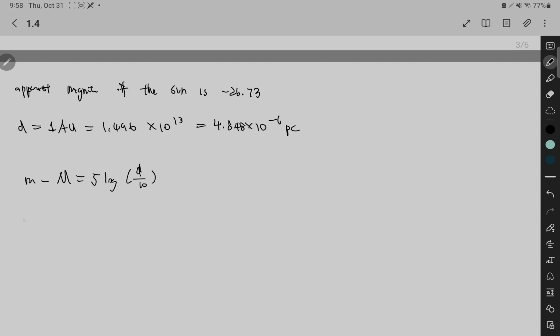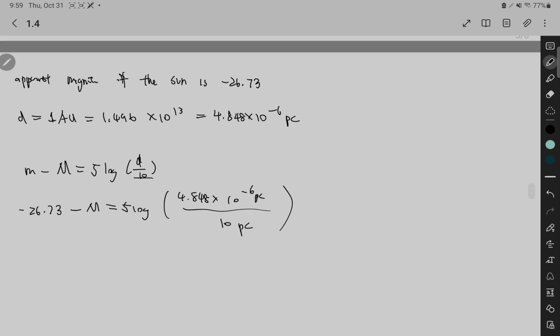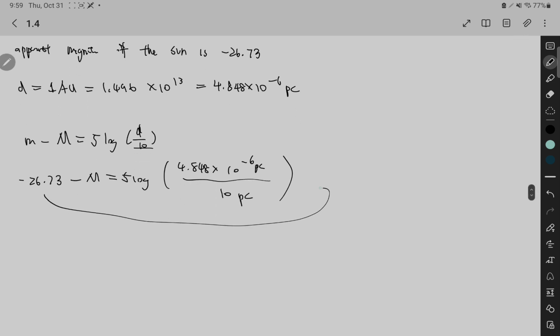So now we know the apparent magnitude as negative 26.73, and the absolute magnitude, which we're trying to figure out, we don't know. So this is going to be 5 log, distance is what? 4.848 times 10 to the negative 6 parsec over 10 parsecs, right? That's the 10 at the bottom, just 10 parsecs. And then if you move this to the other side and multiply the entire equation by -1 because there's a negative sign in front of M, then you get M is equal to 4.84.